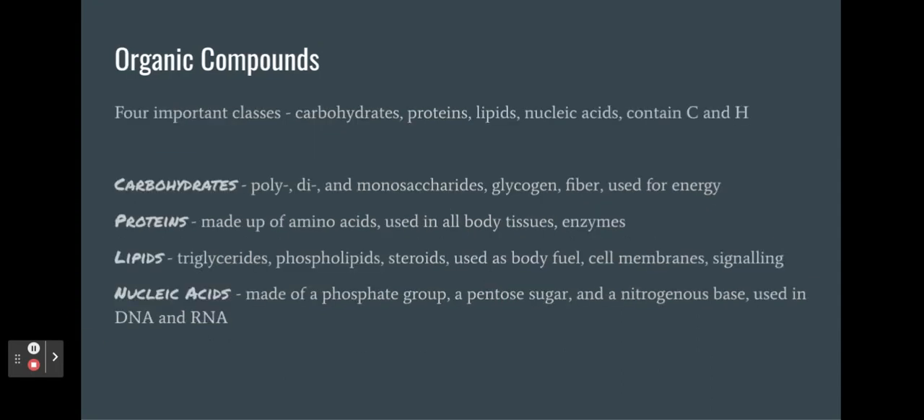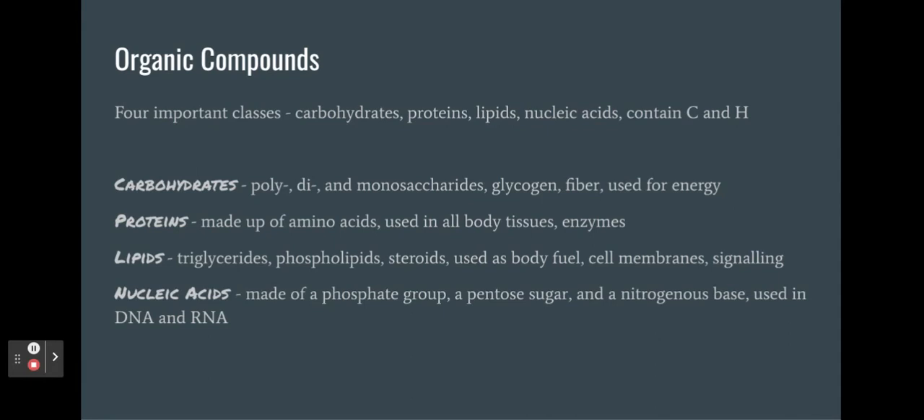Organic compounds contain carbon and hydrogen. Four important classes are noted here. Carbohydrates are used for fuel for the body. One metabolic product of carbohydrates is glucose, which is converted into ATP, the form of energy the body can use to carry out its processes. Proteins are made up of amino acids and are used in all body tissues. Some proteins function as enzymes in chemical reactions.